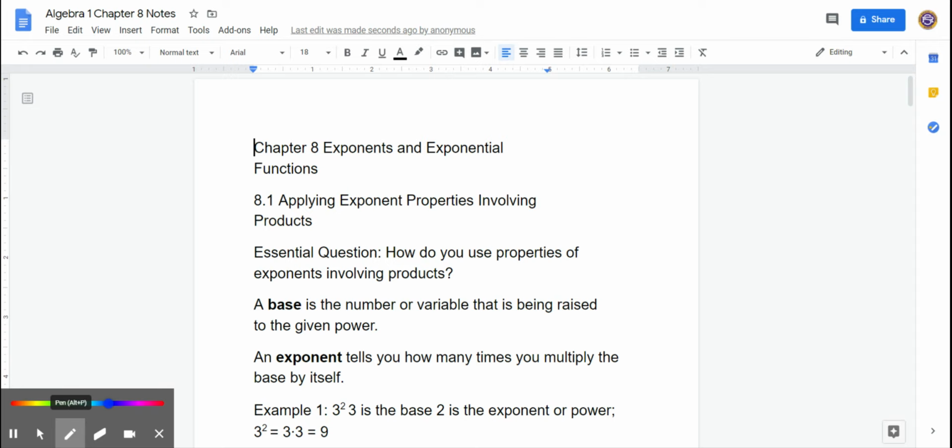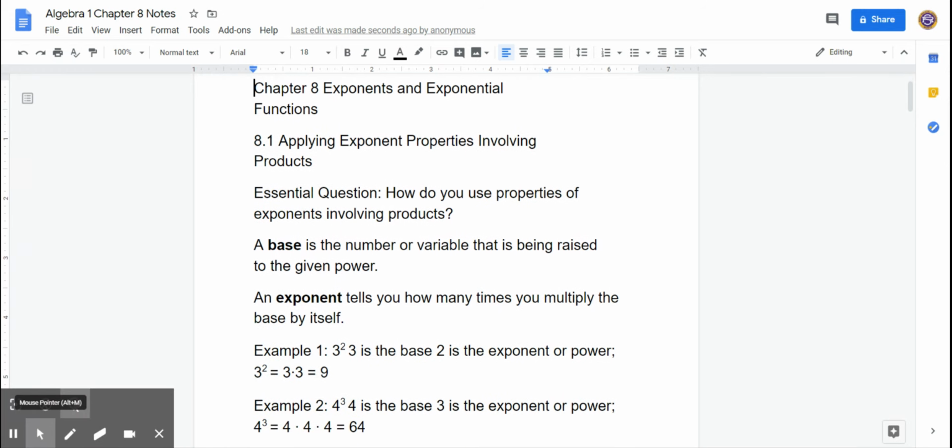So the first thing we have to do is review, or let me just erase this because I was doing the wrong thing, is go over a couple of definitions. What is a base? A base is the number or variable that is being raised to the given power. An exponent tells you how many times you're going to multiply the base by itself.